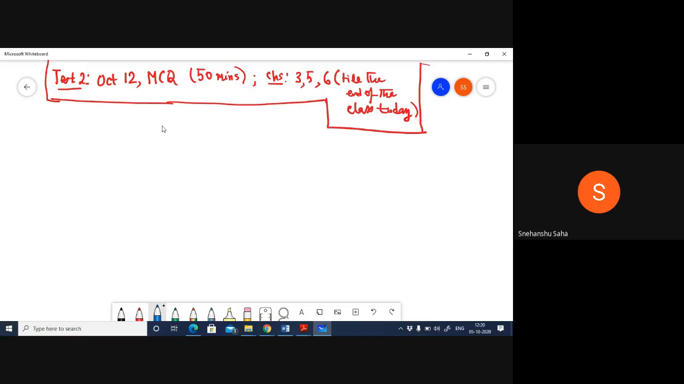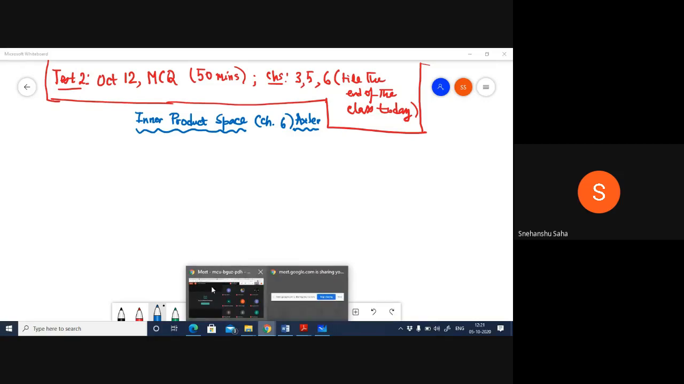So now let's start talking about inner product. This is chapter 6 of Axler. Now, when I say inner product space, I have a question for you. What do I mean? Why am I calling it an inner product space? Any idea?